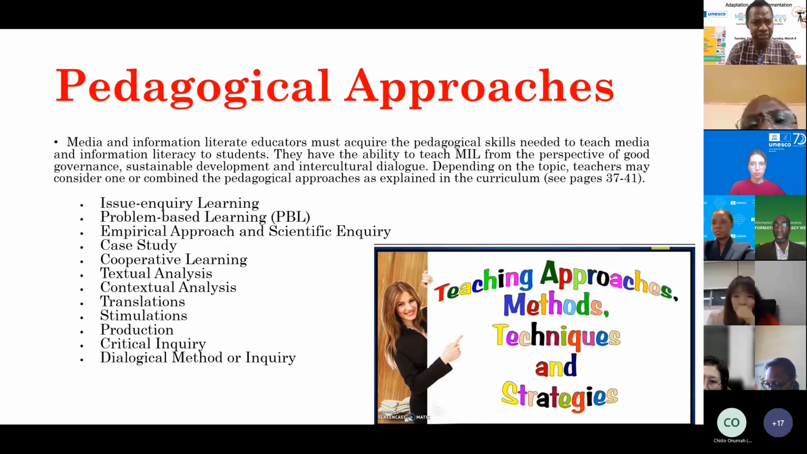Yes, they can produce. The students can go out and generate content, become content generators, and produce that content for themselves and then bring it to the classroom and discuss it. And it could be critical inquiry.